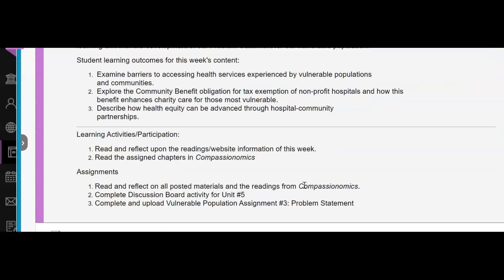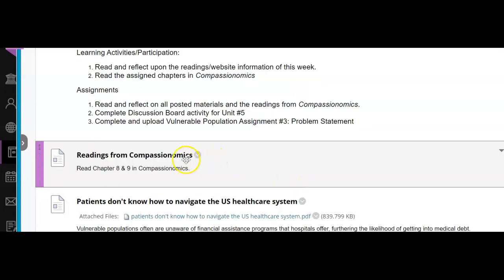You're going to be doing a few things for this learning unit. First is reading chapters 8 and 9 in Compassionomics. I imagine some of you have even gotten ahead, which is great. But minimally, that's the 2 chapters that are in this learning unit.